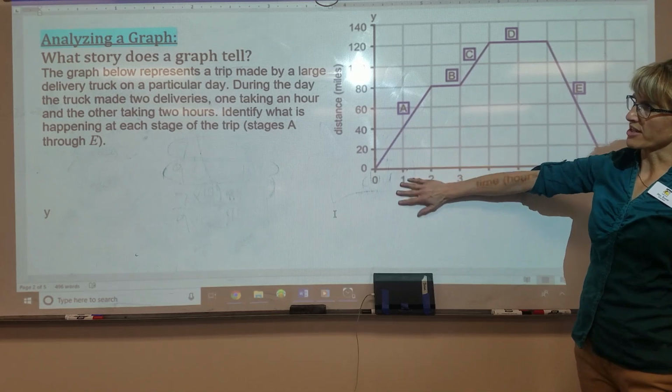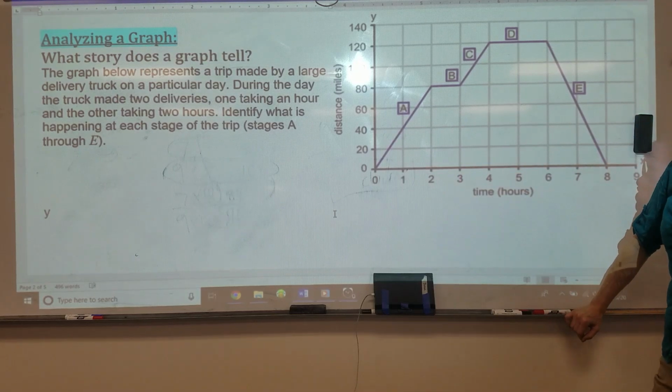So let's read what it says. The graph below represents a trip made by a large delivery truck on a particular day. During the day, the truck made 2 deliveries, one taking an hour and the other taking 2 hours.